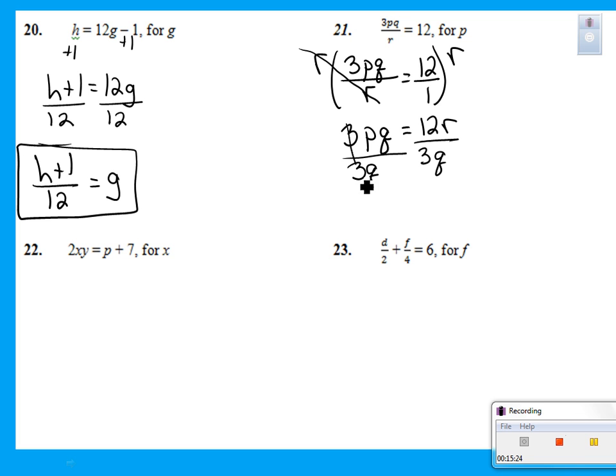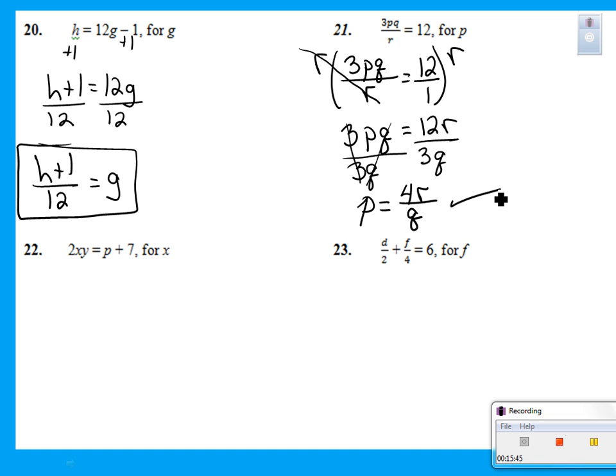That way the 3's divide out and the q's divide out, leaving me a p on the left-hand side. And then I'm going to simplify 12r over 3q because 3 goes into 12, so this becomes 4r over q. So there's my answer.